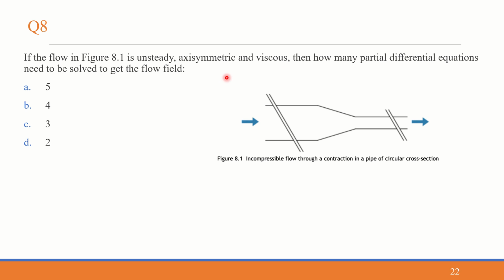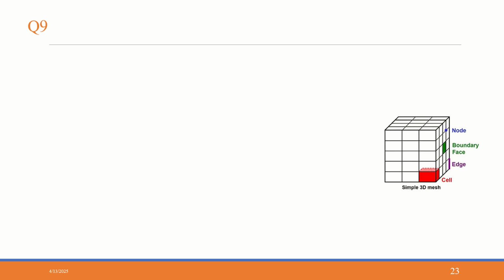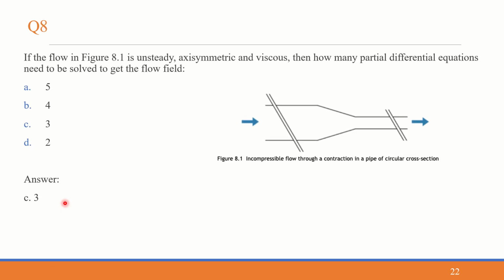Axisymmetric. So instead of solving three momentum conservation equations in the three directions, since it is an axisymmetric problem, we can leave out one direction. So it will be one continuity equation and two momentum conservation equations. The answer is option C, that is 3, the right answer. That is for question 8.